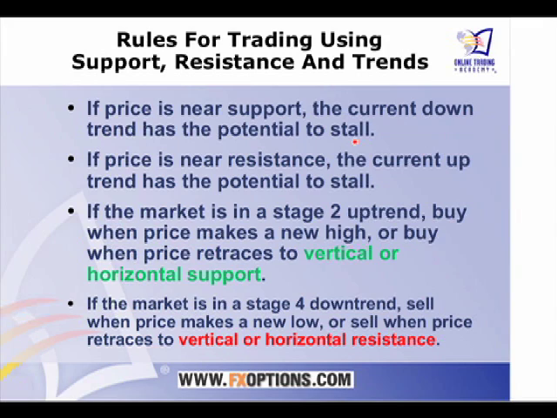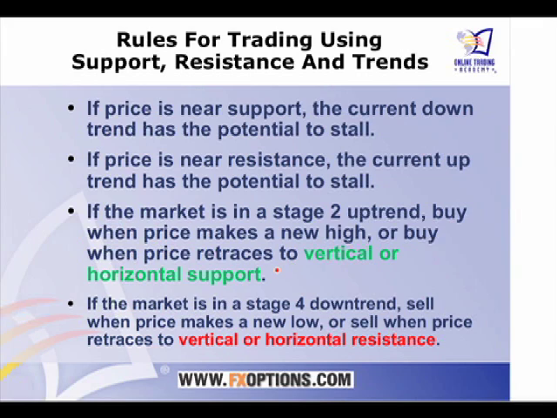So your rules for trading using support and resistance and trends is basically if price is near support, the current downtrend always has the potential to stall. So in other words, the vertical movement that the market is going through at least has the potential to stall at that point. Same thing if there's an uptrend and price is nearing some kind of price resistance. That's when the current uptrend has the potential to stall.